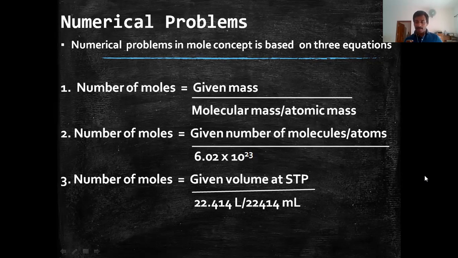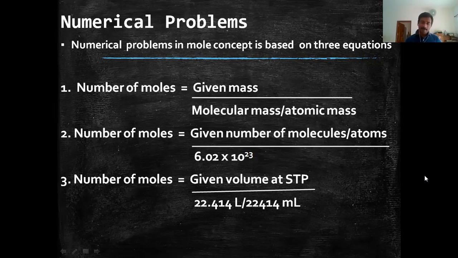So in a question, if you are asked to find out number of moles and mass is given, you have to use this equation. If mass is given, number of moles equal to given mass divided by molecular mass. If you want to find out number of moles of atoms, given mass divided by atomic mass.